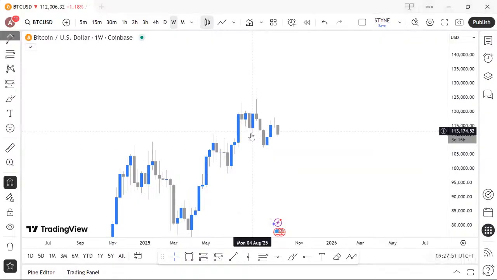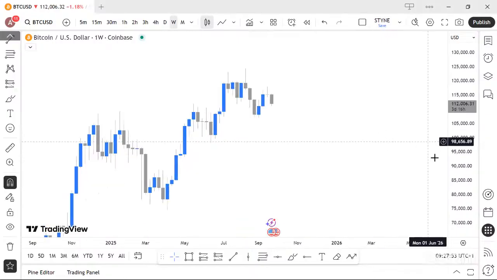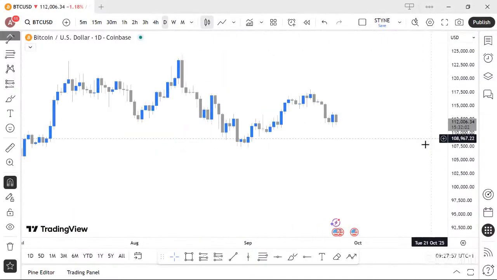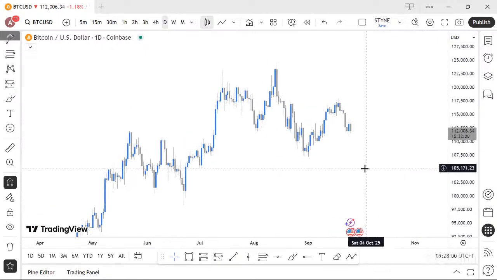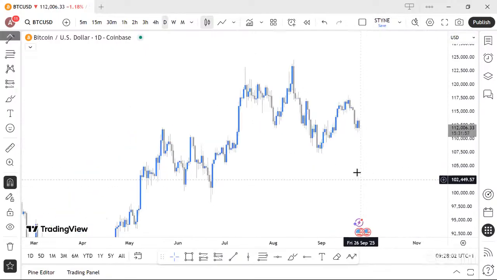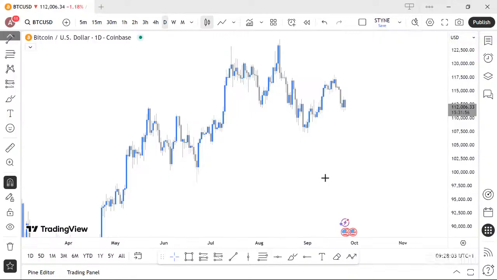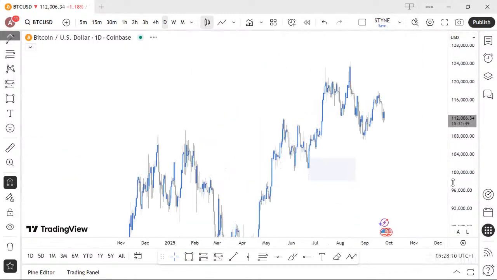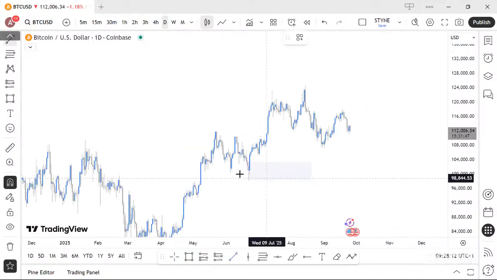Now we experience some sort of change of character at this region. So let's look at the daily time frame. On the daily time frame, I can spot a sweep and break situation here on BTC USD. This zone, whenever BTC decides to come back here, is definitely going to give us a bounce.